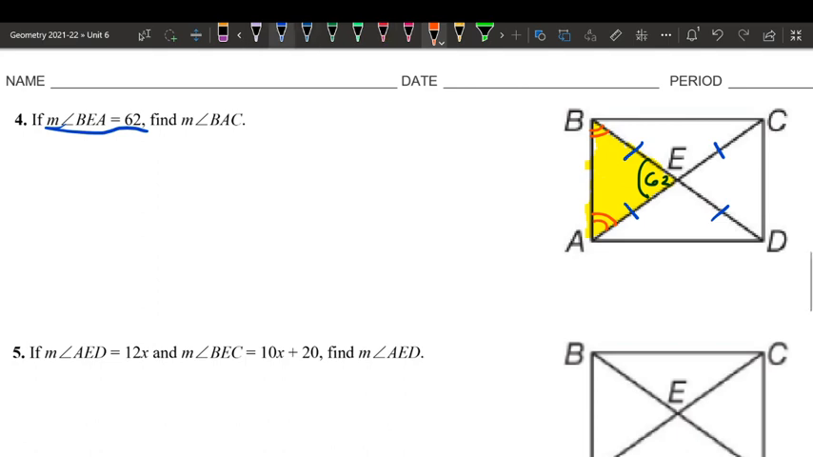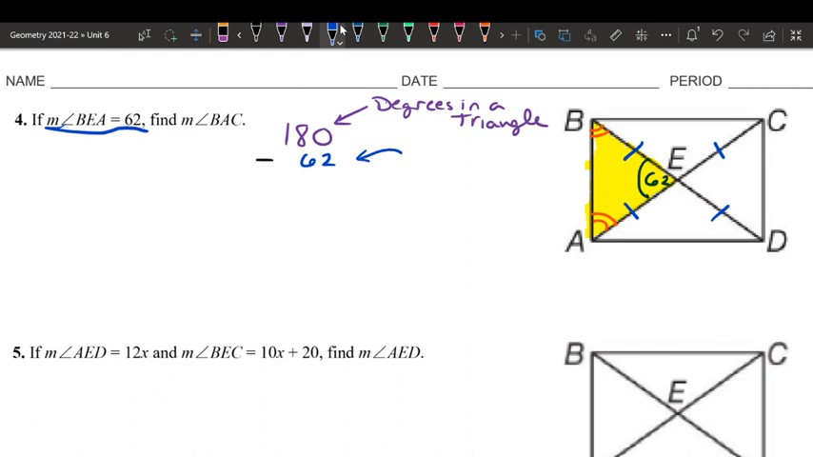So if you start with the fact that triangles have 180 degrees, so degrees in a triangle, and you subtract the 62, it's blue, the 62 degrees, that is angle BEA, then that gives you 118 degrees.